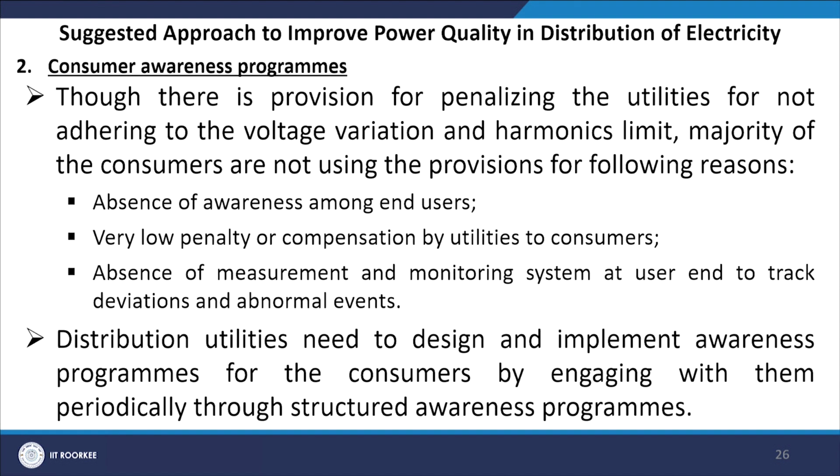Though there is provision for penalizing the utilities for not adhering to the voltage variations and harmonics limits, majority of the consumers are not using the provisions for the following reasons. First, absence of awareness among the end users, very low penalty or compensation by utilities to consumers, and absence of measurement and monitoring systems at user end to track the deviations and abnormal events.